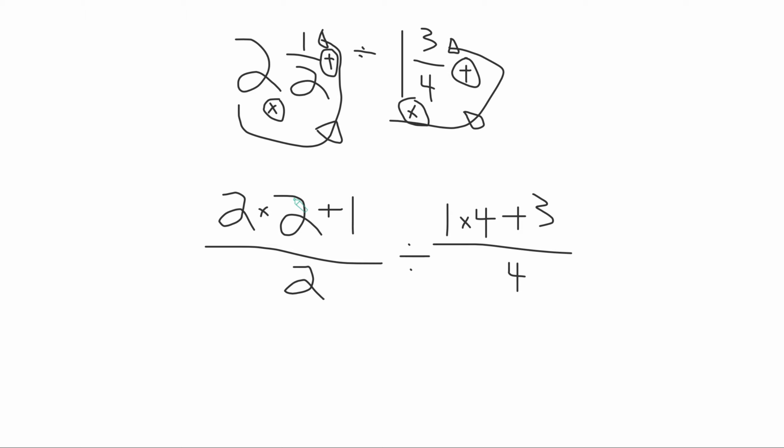So 2 times 2 is 4 plus 1 is 5. So that's going to be 5 over 2. Now we make this times. So here comes times. You can have an X or a dot, depending on how old you are and where you're at in school or in your learnings. 1 times 4 is 4, plus 3 is 7. 7 over 4. The reason why the X turns into a dot is that it looks like an X. It looks like a variable. So you don't want too many X's on your page.